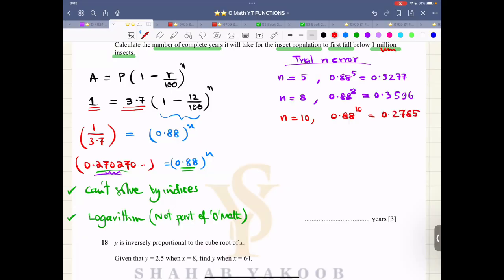0.2785, it's very close to this. I think the next number will do the job for us. N is equal to 11. So this is 0.88 raised to the power of 11. It's below that value. That is 0.2450.